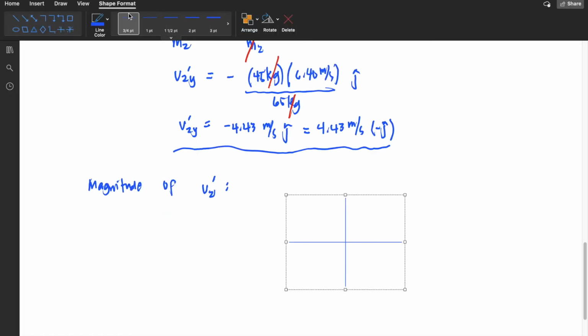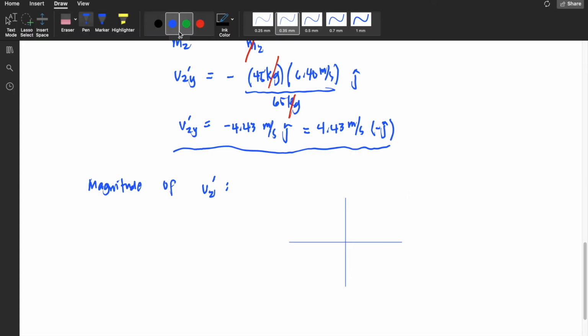We have to confirm first, where is it lying? Or on what quadrant is it lying? So here your v2x prime is positive, so we'll assume that this points towards the positive x direction, while the other one points towards the positive y direction. So your v2x prime is positive, so you'll have v2x prime. And your v2y prime is negative, so you'll have here downward, v2y prime.